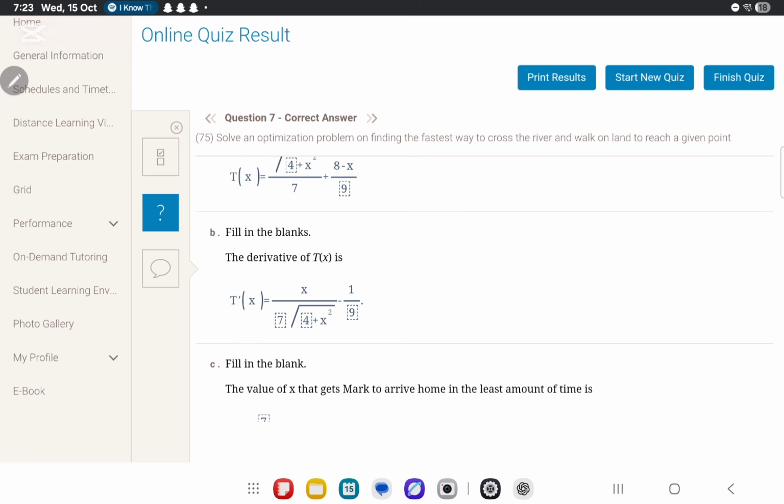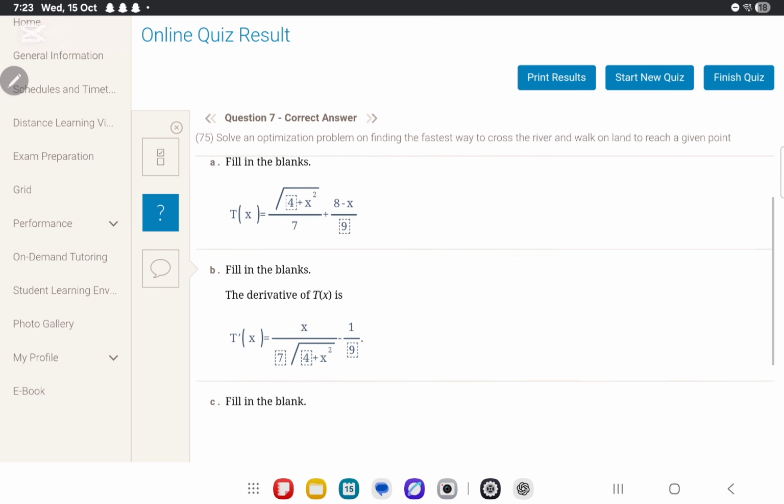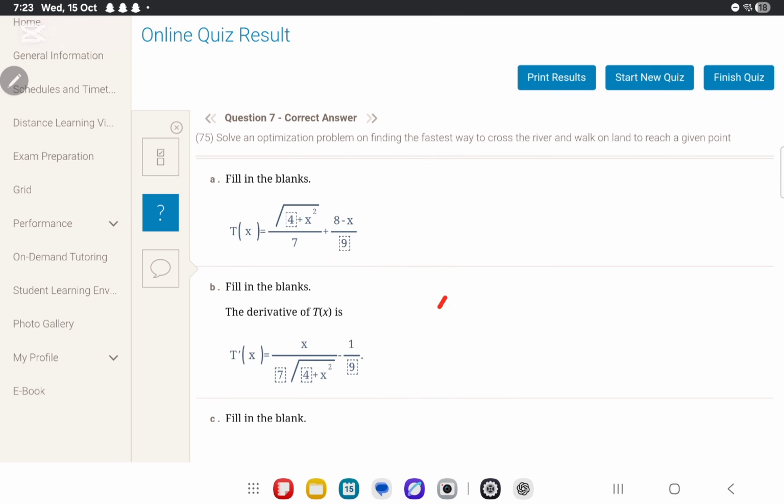Okay, so let's derive. Oh my god, this part of my screen is not working well. So now my pen won't write. Okay, there we go, we're back. I might just be going insane. So, radical x squared plus 4 over 7.